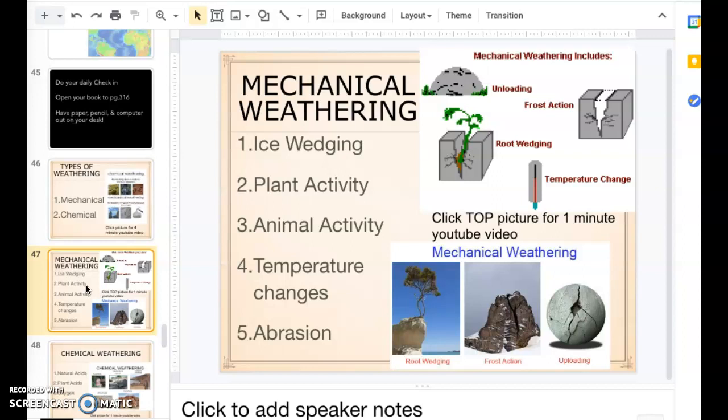So mechanical weathering is when a rock is physically broken in two, whether that be by temperatures, plants or animals, or the movement or abrasion caused by wind and water.